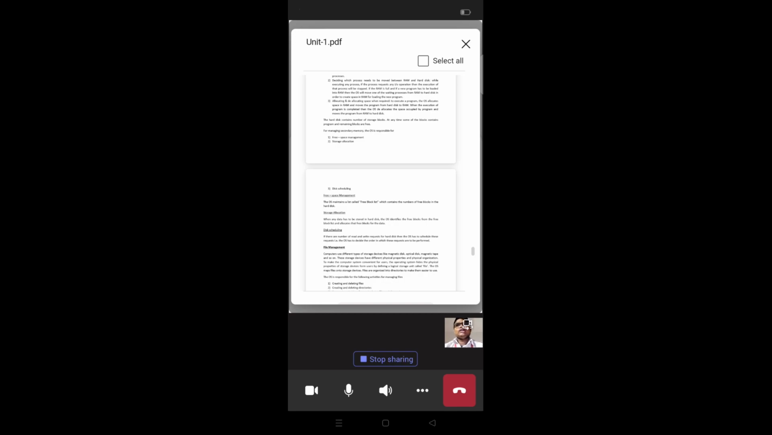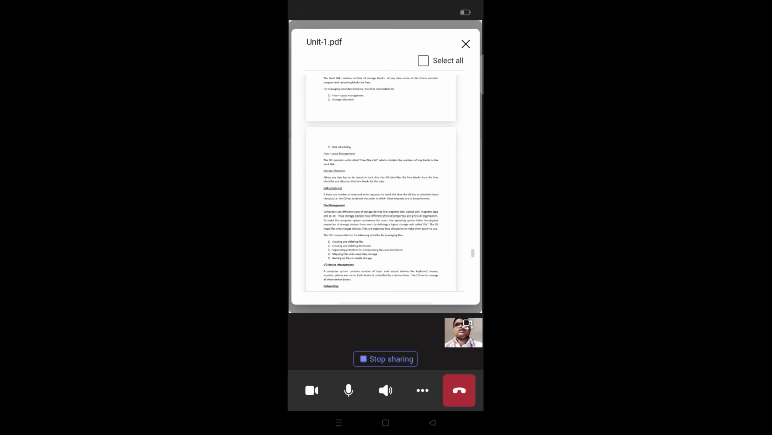The OS maps files onto storage devices. Files are organized into directories to make them easier to use. The OS is responsible for the following activities for managing files: creating and deleting files, creating and deleting directories, supporting primitives for manipulating files and directories, mapping files onto the secondary storage, backing up the files onto stable storage.